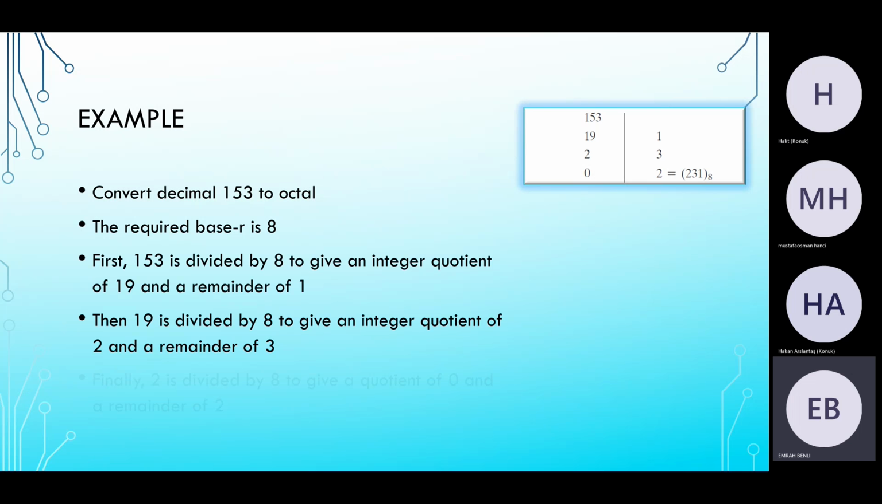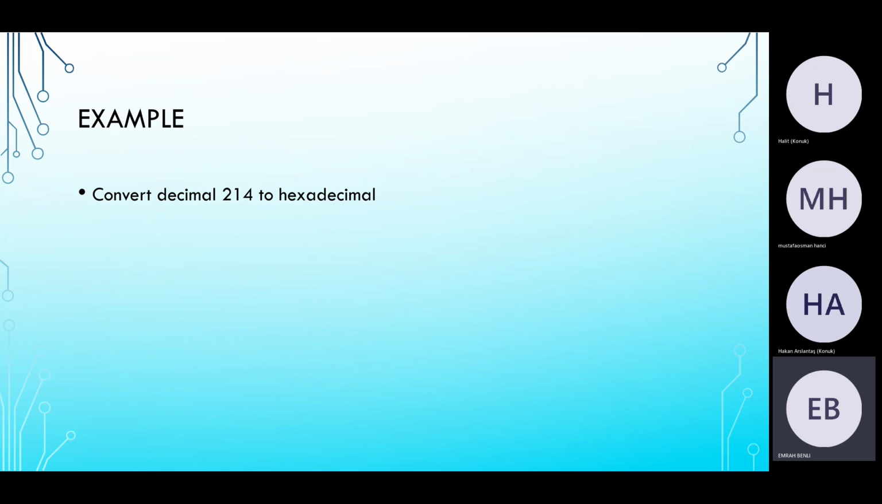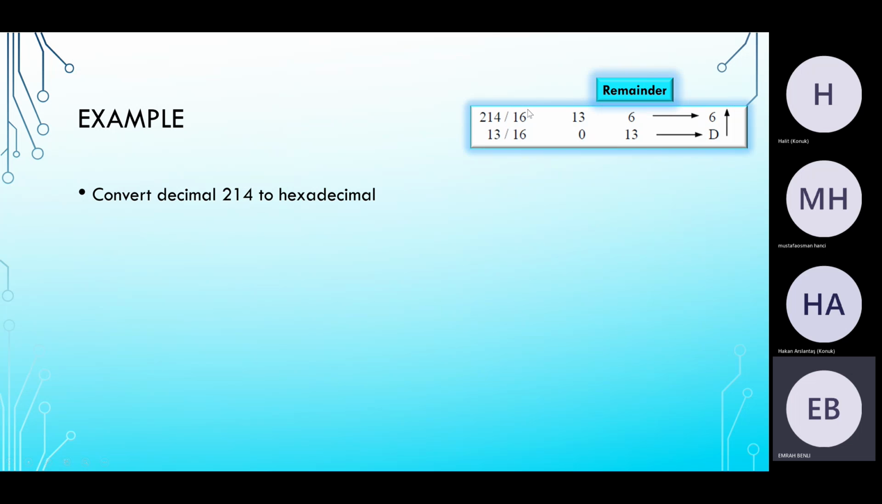And that's what I showed you. And let's convert the 214 decimal to hexadecimal now. So we divide by 16, and we got 13 and 6 remainder. And divide 13 by 16, you got 0, and you got 13 remainder. And we say 13 is D in hexadecimal, so we put them in order from bottom to top, and we got this number in hexadecimal.